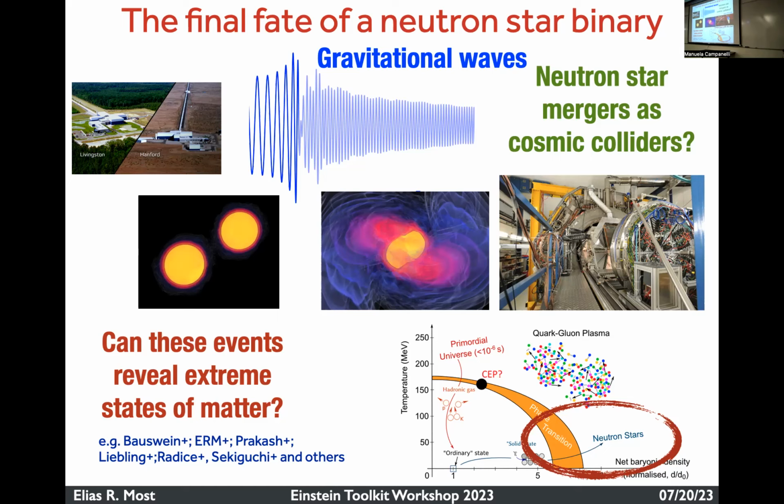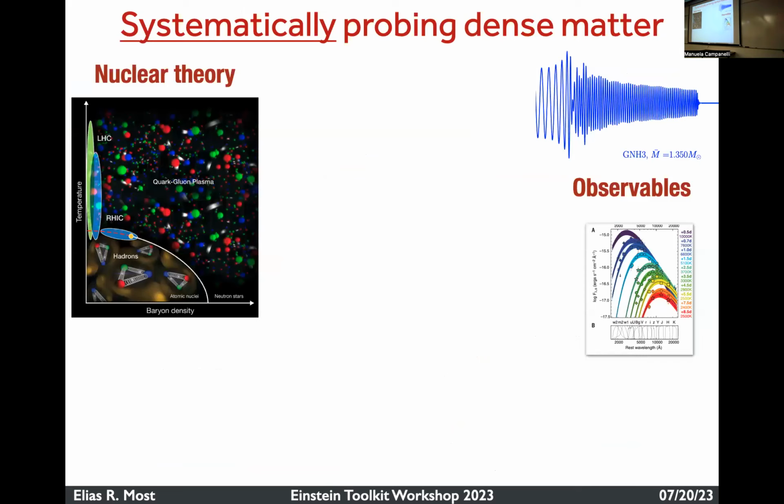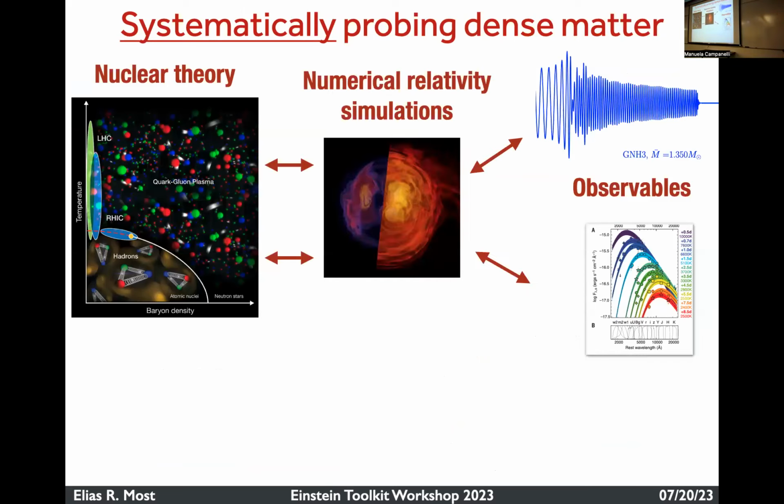If you're curious, you can ask me about how you can compare neutron star mergers with heavy ion collisions. They are in some sense very similar, in some sense they're not. But one of the things you need to do this is accurate microphysics. You need nuclear theory in order to connect that through the merger with astrophysical observables via numerical relativity simulations.